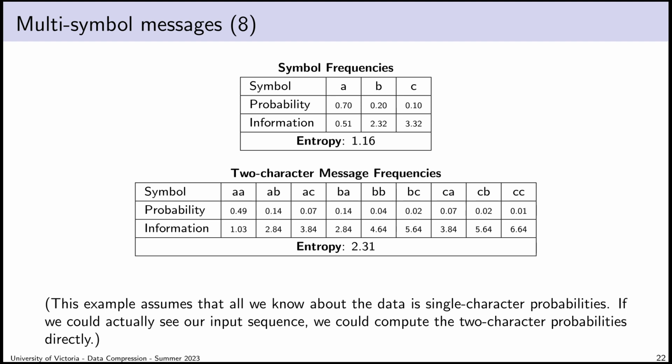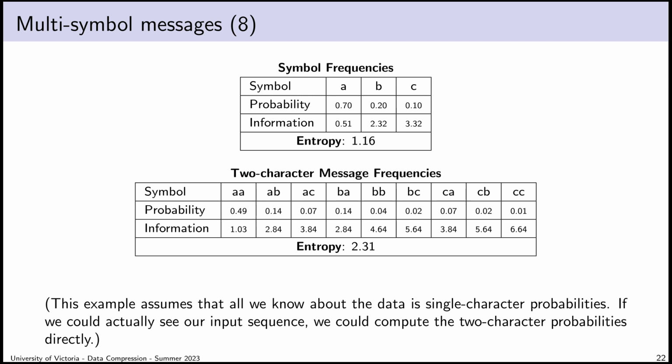Obviously, if I can see the input sequence, and I don't worry about how I'm going to tell the decompressor this, but if I see the input sequence, I could compute these directly based on the input sequence. I could compute two character probabilities by looking at how many times AA occurs in my input sequence. That's a bit of a tangent at this point, although we'll come back to that observation in a couple of lectures.